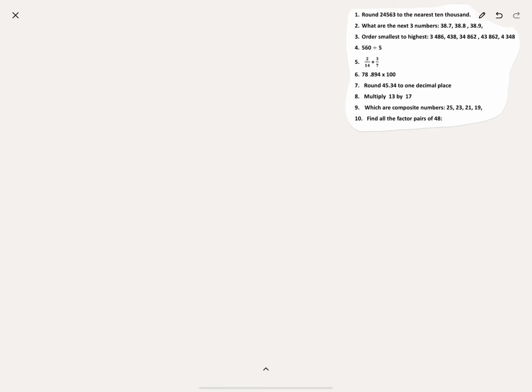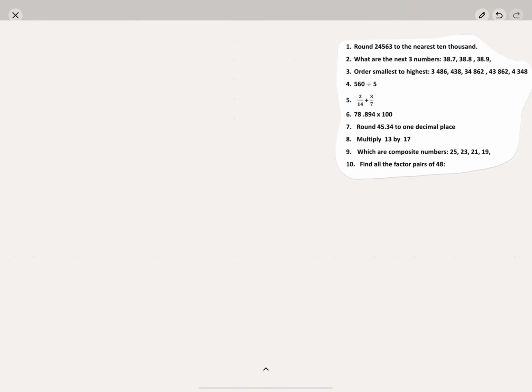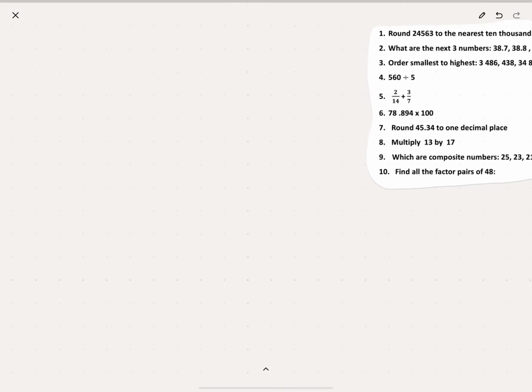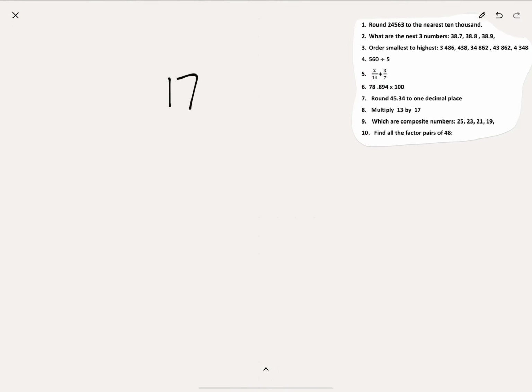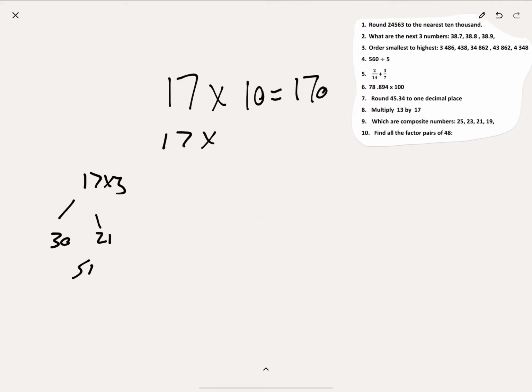Multiply 13 by 17. I'm not going to use a formal written method for this one. I'm going to use a bit of a shortcut. So let's do 17 times 10 equals 170. 17 times 3, I don't know. But I can split that up. 17 times 3. 10 times 3 is 30, 7 times 3 is 21, so it's 51. So 17 times 3 equals 51. Add them together, it should be 221.